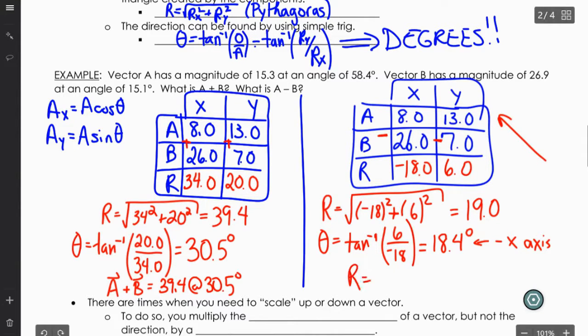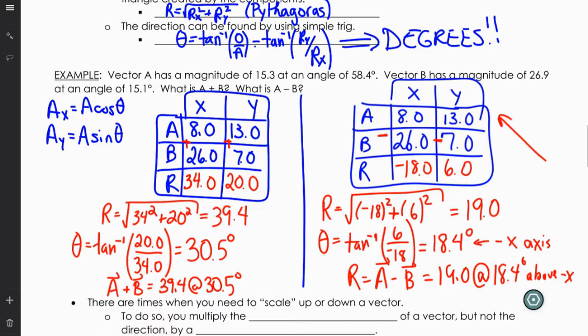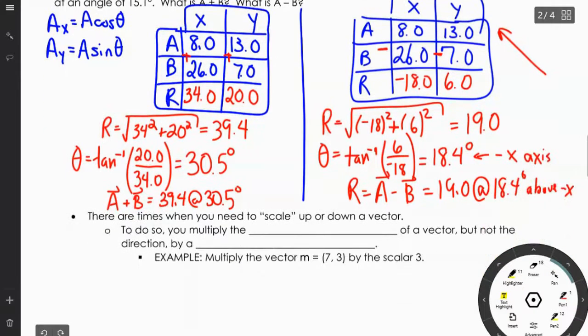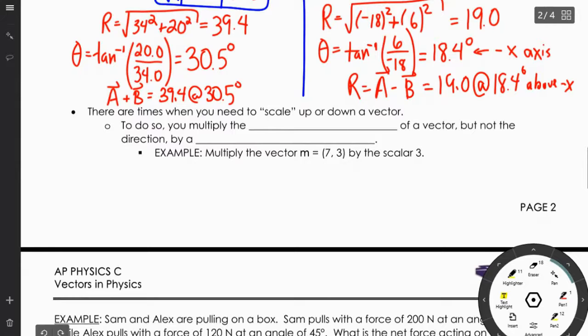So r, or what our answer or problem was, a minus b, is going to be 19.0 at 18.4 degrees above negative x. Okay. In math, you probably find that this would be like 108.4 degrees if you want to say that. But in physics, we always measure from the vertical or from the horizontal, and we don't do those coterminal angles, just because we're trying to make life simple on ourselves as physicists.